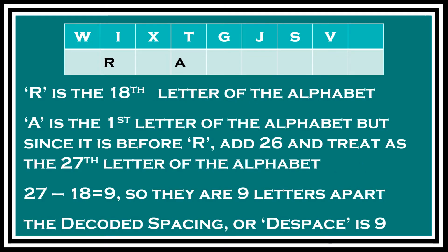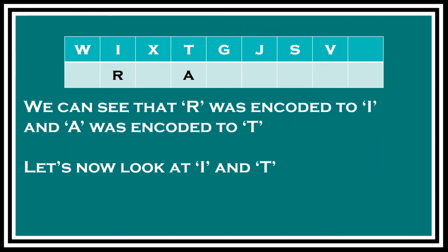The two letters we are given from the answer are R and A. R is the 18th letter of the alphabet and A is the first letter of the alphabet. However, it is before R in the alphabet, so therefore we are going to treat A as the 27th letter of the alphabet. It is therefore 9 letters after R, and our decoded spacing, our D space, is 9.